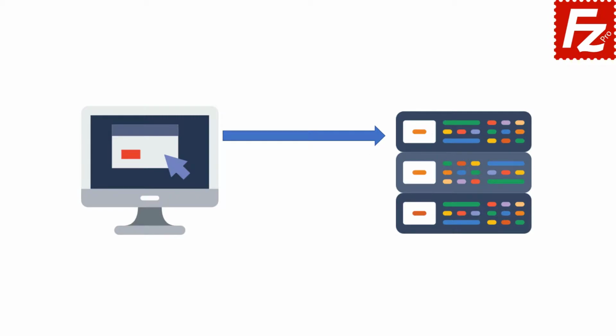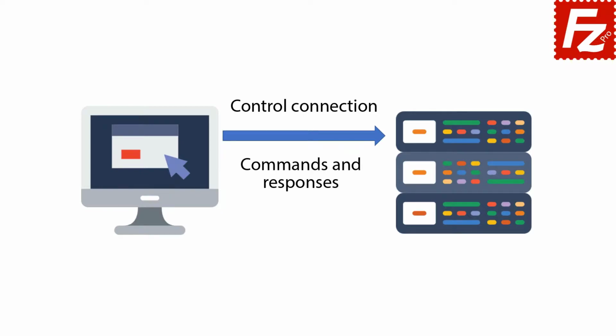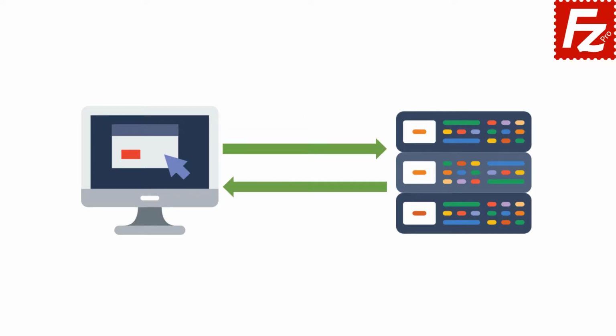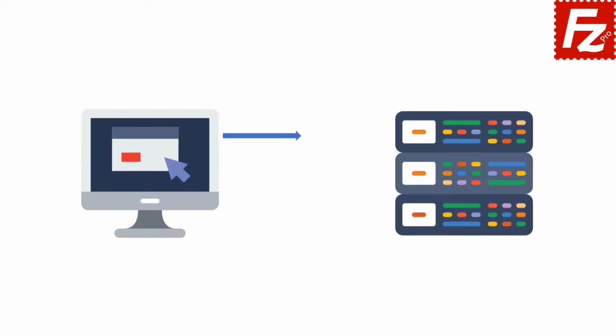This is the so-called control connection. The control connection is used for sending and receiving commands and responses. For the transfer of files and folder contents, separate data connections are used. These can be established in two ways. In active mode, the client starts listening on a port and communicates that port number to the server through the control connection. FileZilla and FileZilla Pro use any available port.